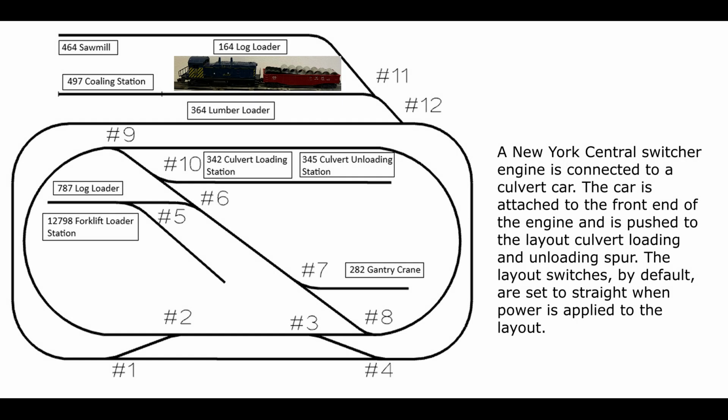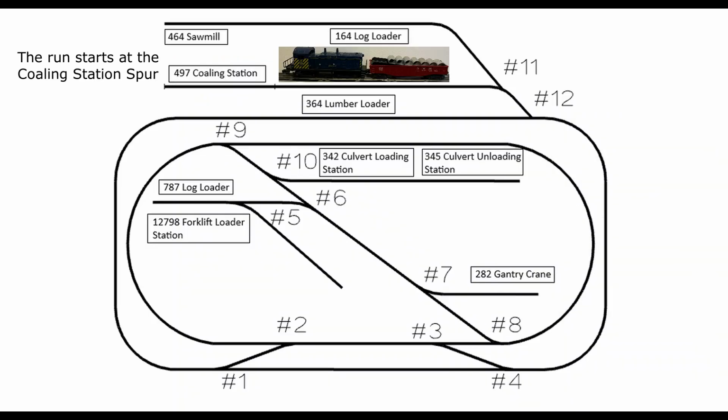A New York Central switcher engine is connected to a Culvert car. The car is attached to the front end of the engine and is pushed to the layout Culvert loading and unloading spur. The layout switches, by default, are set to straight when power is applied to the layout.